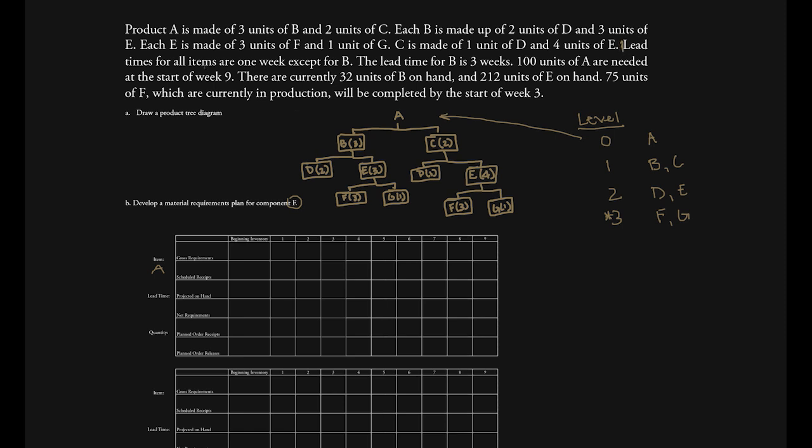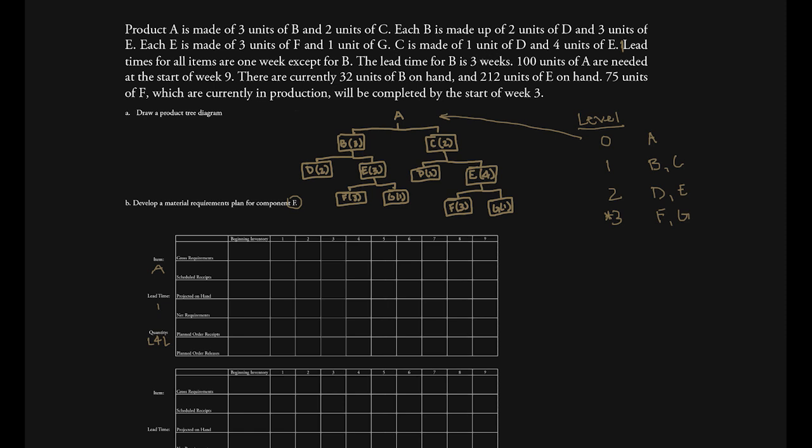Lead times for all items are 1 week, except for B. The lead time for B is 3 weeks. And since A is not B, we're looking at a lead time of 1. And nowhere in this problem does it state that there's a fixed ordering quantity. So we can assume that the ordering quantity we're going to do today is lot for lot, which, if you recall, that's just being able to order the exact amount that you need.